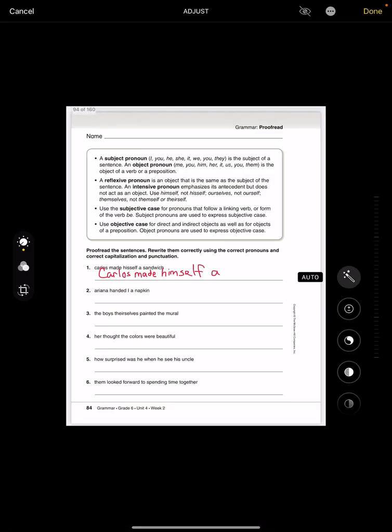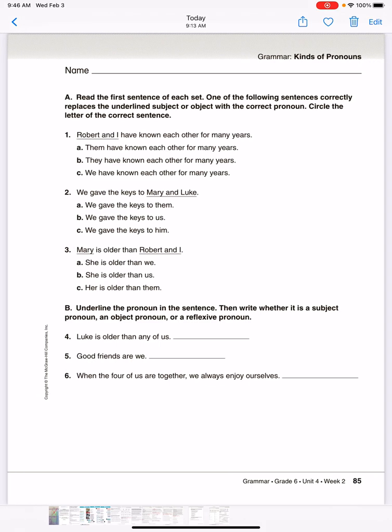Okay? And then last but not least on the grammar, this is the last page, which kind of puts it all together. Read the first sentence that's given. One of the following sentences will correctly replace the underlined subject or object with the correct pronoun. Circle the letter that replaces Robert and I, or Mary and Luke. And at the bottom, they say underline the pronoun in the sentence, and then you have to tell me, is it a subject pronoun, object pronoun, or reflexive pronoun? But again, we're going to go over all of this in detail tomorrow, so if you have a question, you can hold it till then or ask me today.